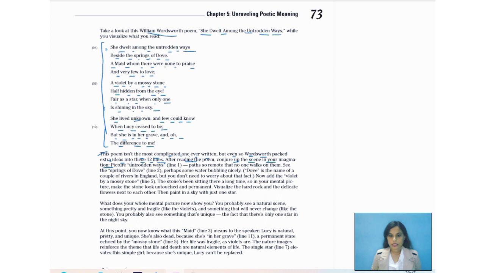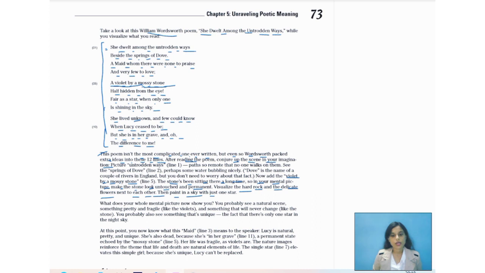Now let us see "violet by a mossy stone." This is in line number 5, as you can see. A violet by a mossy stone. So over here, the stone's been sitting there for a long time, right? Stones never move. So in your mental picture, make the stone look untouched and permanent. So you can definitely think about it. Visualize the hard rock and the delicate flowers next to each other.